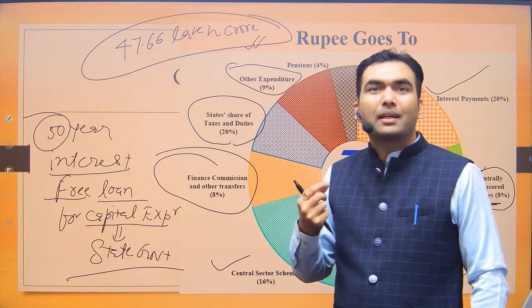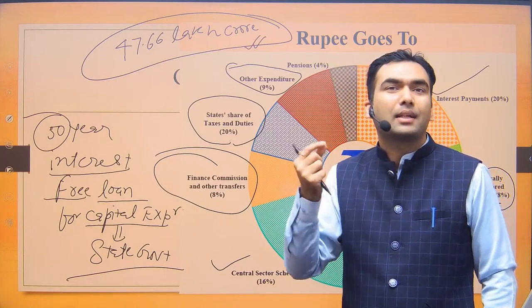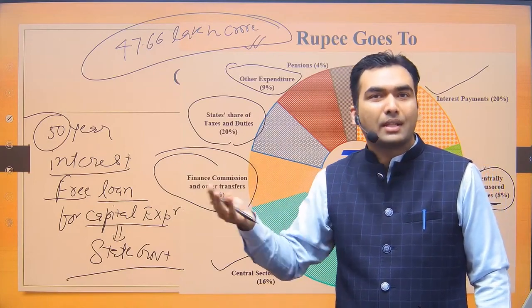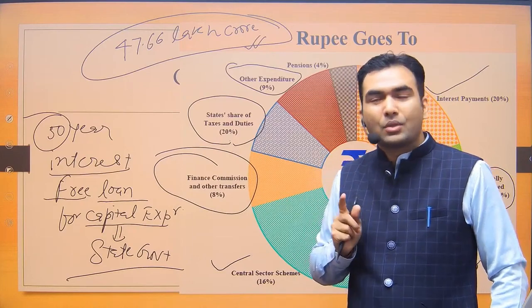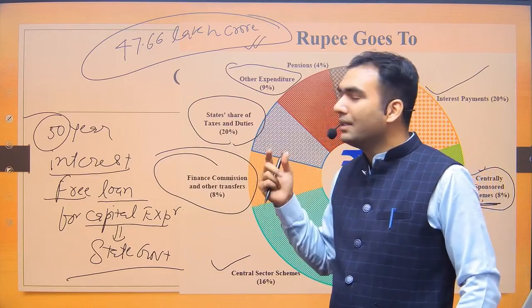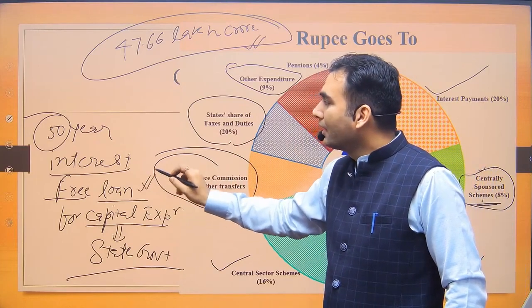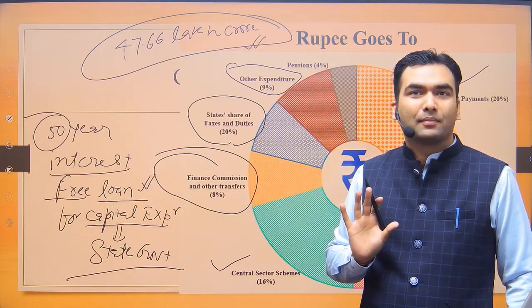So when the central government gives a grant, it is counted as revenue expenditure, and the central government is criticized that your revenue expenditure is high, your revenue deficit is high, whereas capital expenditure is generally considered a good thing. So the central government has simply converted its revenue expenditure into capital expenditure by giving a 50-year interest-free loan to the state government.